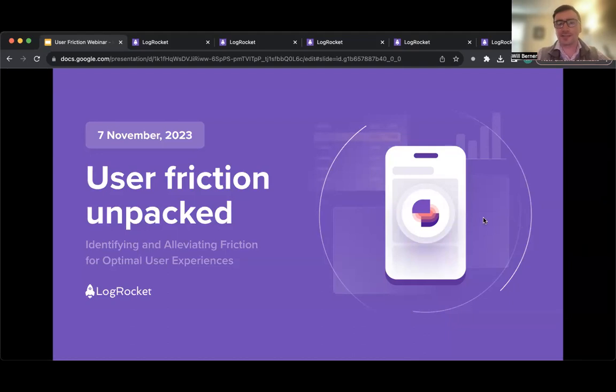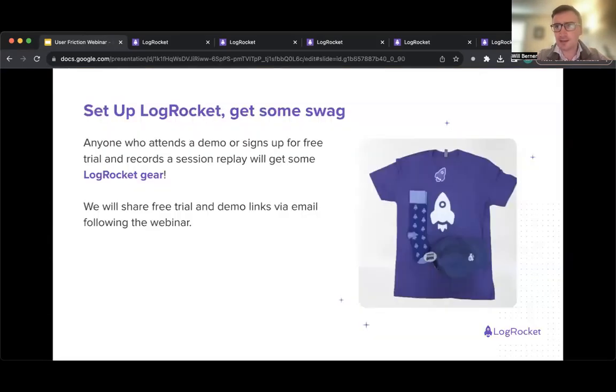This is actually the second installment of our user friction webinar series. We ran a similar event back in March of this year, so if anyone was present for that one, this will be pretty similar. We have some new examples to share that we've discovered over the past 6 months, and also a couple exciting updates on the LogRocket side related to the user friction topic. So super excited to hop in.